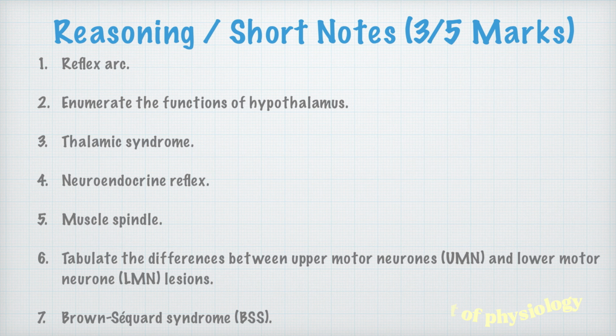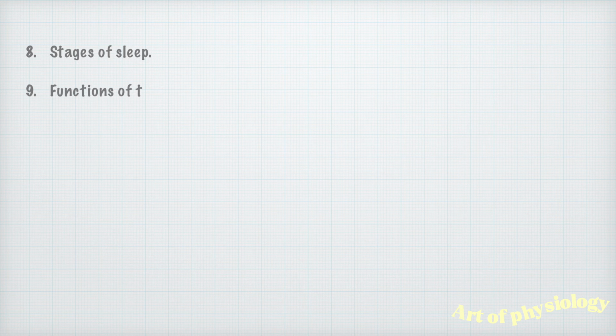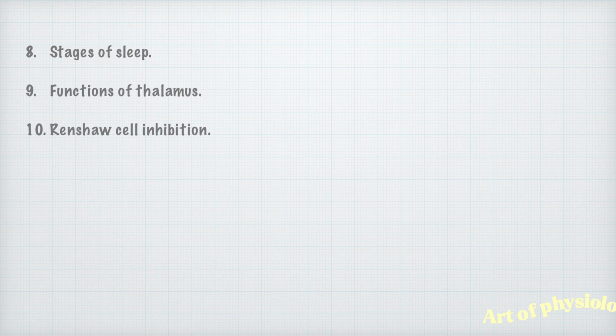Then again Brown-Sequard syndrome, it will be asked separately for 5 marks also. Stages of sleep, that also you should study, all the stages of sleep, what is happening during each stage, and you have to write what is happening in the polysomnograph also, how the waves will be. Then the functions of thalamus, then Renshaw cell inhibition. So this is again a property of synapse and you should draw the diagram.